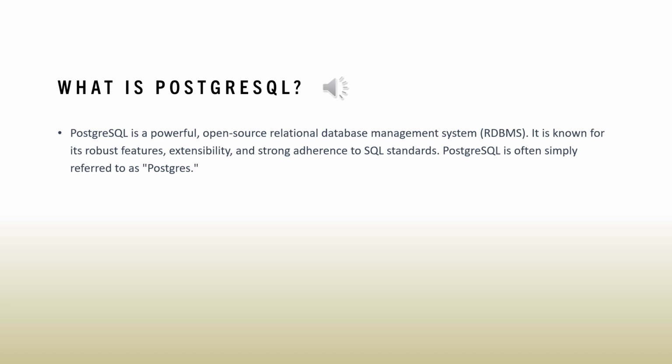What is Postgres? Postgres is a powerful, open-source relational database management system. It is known for its robust features, extensibility, and strong adherence to SQL standards. Postgres is often referred to as PostgreSQL.